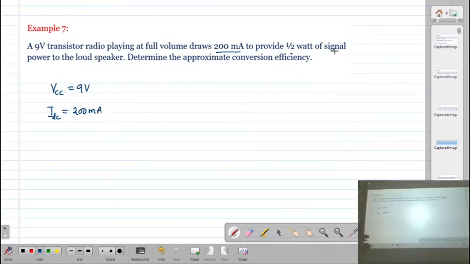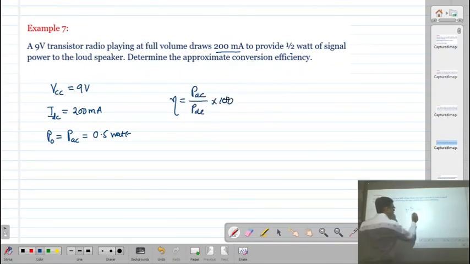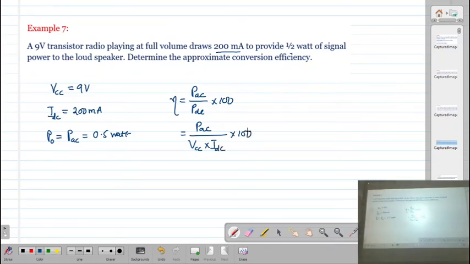Meaning my AC power, you can say the output power, is half a watt, 0.5 watt. Then you have to calculate the conversion efficiency. We have discussed that the efficiency is the ratio of PAC by PDC multiplied by 100, or you can say PAC divided by VCC times IDC, multiplied by 100.